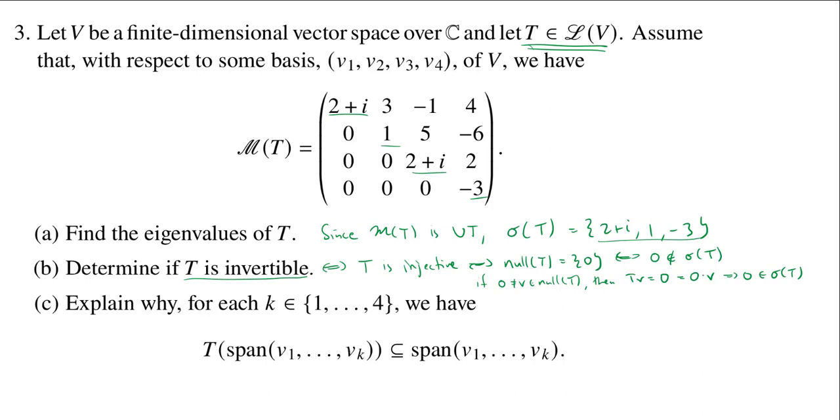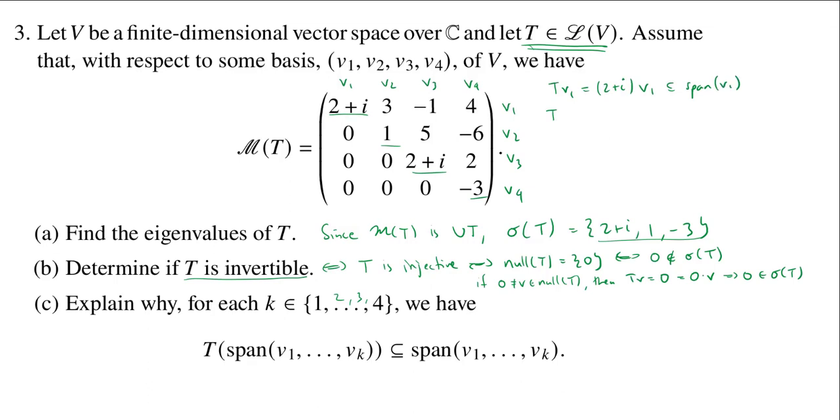Finally, we want to explain why for k between 1 and 4, it's funny, I could have just written 2, 3, 4, we have T of the span of the vectors v1 through vk is contained in the span of v1 through vk. This really just comes back to how the matrix corresponds to the operator T. Remember, we can label along the top with the basis, and then along the side. The meaning of this matrix is that if I apply T to v1, T v1 is going to be 2 plus i times v1, which is certainly in the span of v1. It's just a multiple of v1.